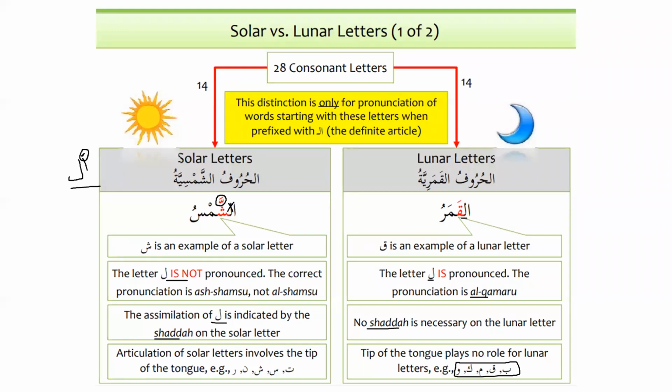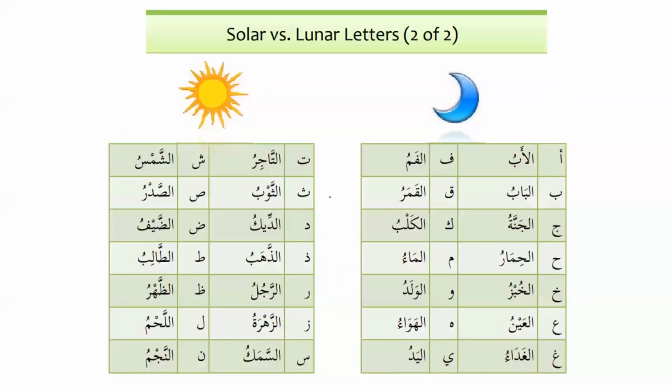So do we pronounce lam or not? If we have tashdid after that, we don't pronounce it. If we have no tashdid after that, then we pronounce it. And this is from the lesson, by the way. So let's go through this. Here we have al-ab. So how do we pronounce it?